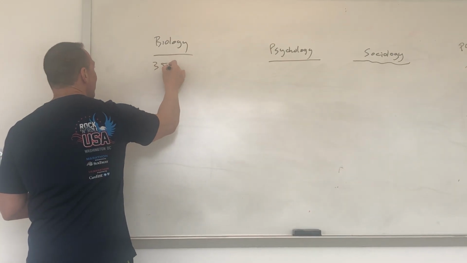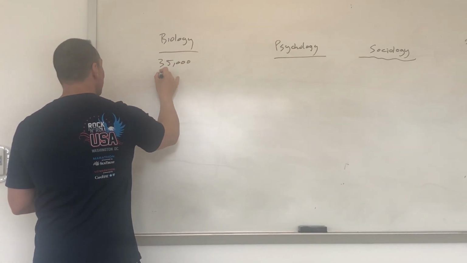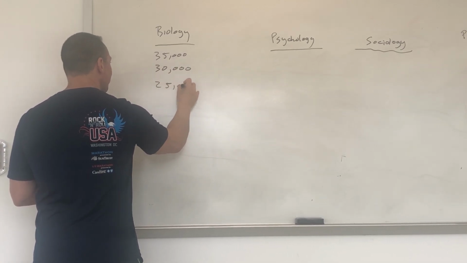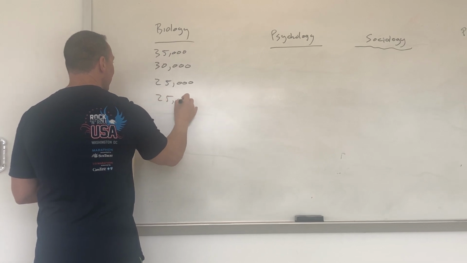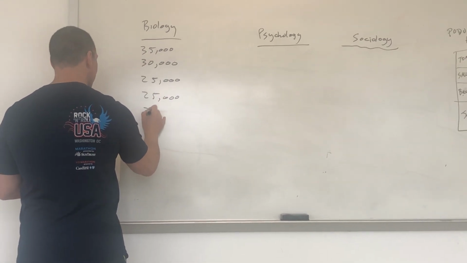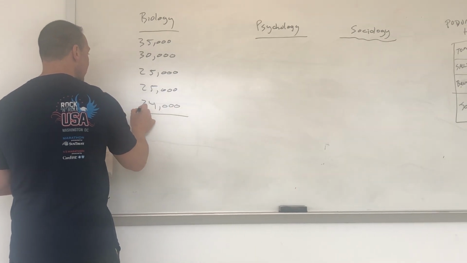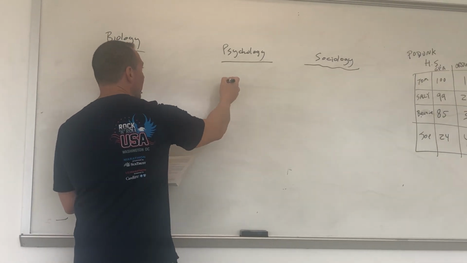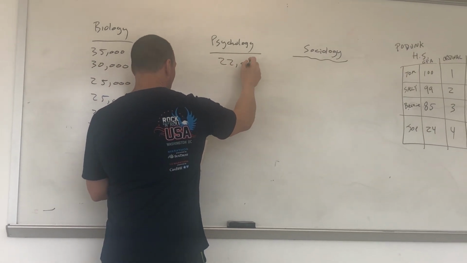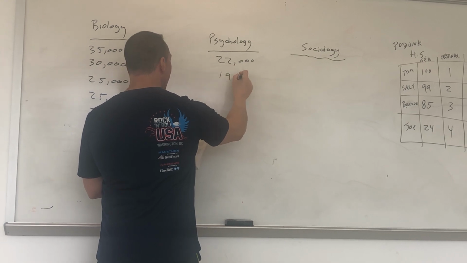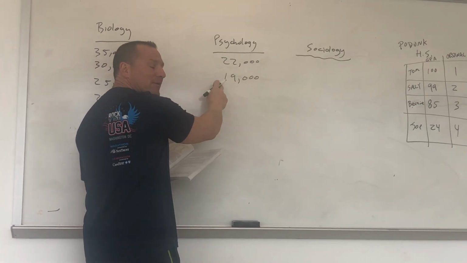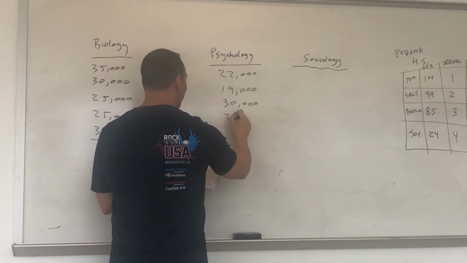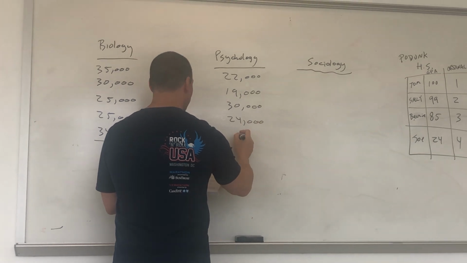Biology, one person made 35,000. The next person made 30,000. These are starting salaries. Next person made 25,000. Next person also made 25,000. And this other person made 34,000. So those are the biology starting salaries. Psychology, not quite as high. First person had 22,000, next one had 19,000, still living home with mom and dad. Next one had 30,000, next one 24,000, and the last one had 25,000.